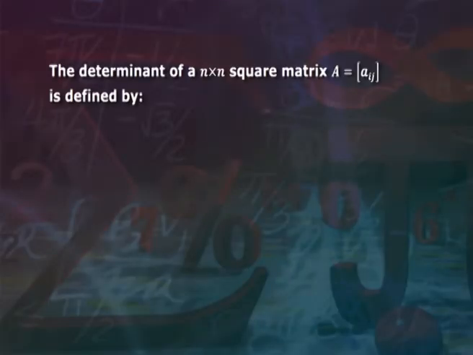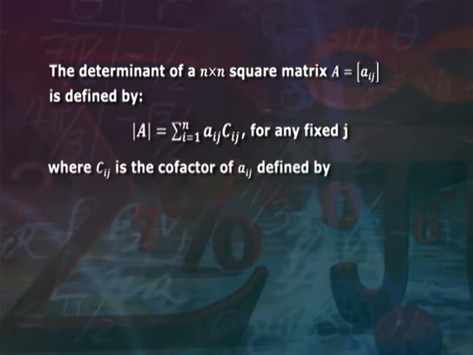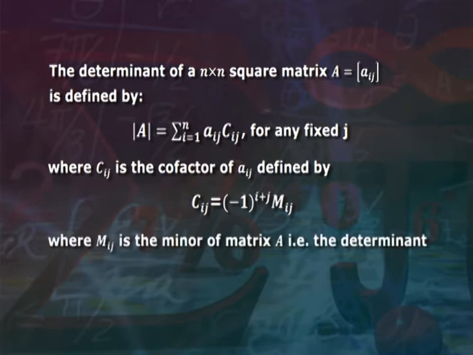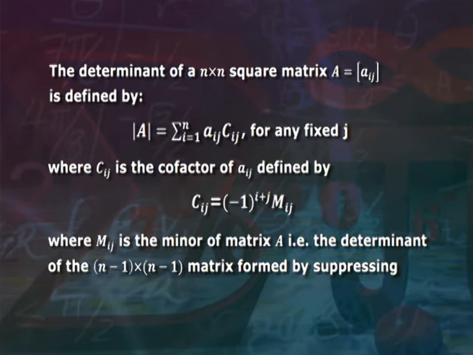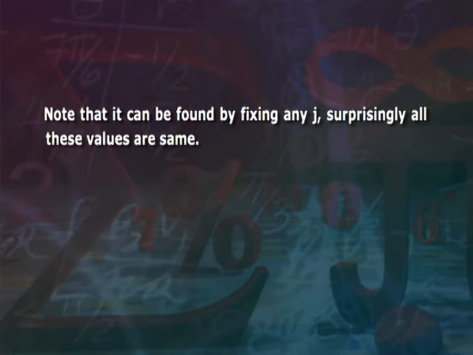In general, the determinant of an n by n square matrix A equal to [aij] is defined by determinant A equal to summation i equal to 1 to n aij into Cij for any fixed j, where Cij is the cofactor of aij defined by Cij equal to (-1) to the power i plus j into Mij, where Mij is the minor of the matrix A, that is the determinant of the n minus 1 by n minus 1 matrix found by suppressing the ith row and jth column of matrix A. Note that it can be found by fixing any j. Surprisingly, all these values are same.